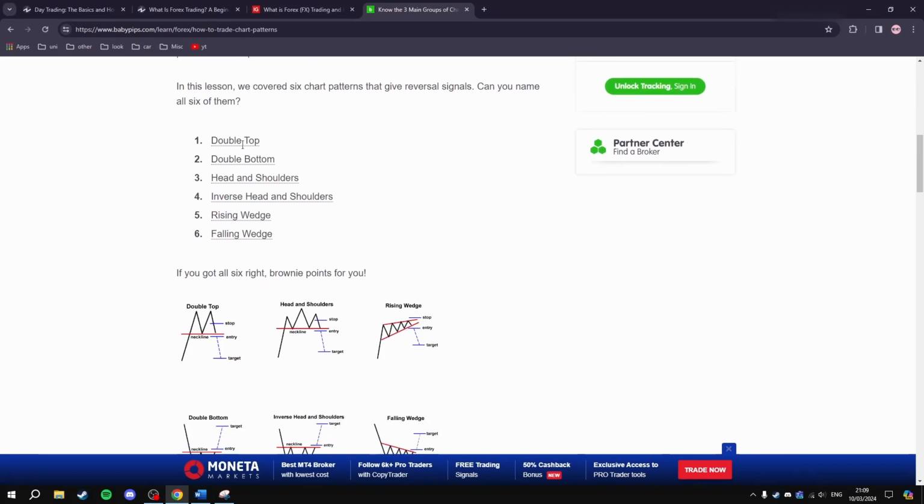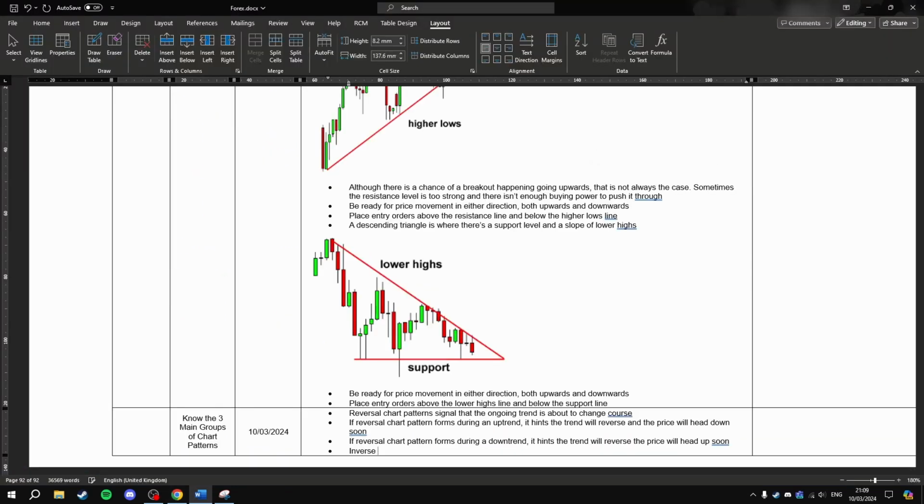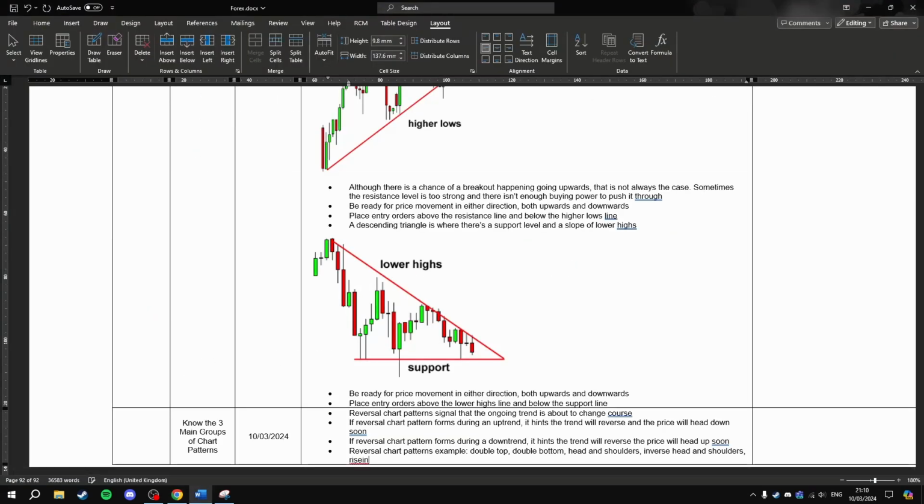In this lesson we covered 6 chart patterns that give reversal signals. Can you name all 6 of them? Double top, double bottom, head and shoulders, inverse head and shoulders, rising wedge, falling wedge. Reversal, not inversal. Reversal chart patterns example. So double top, double bottom, head and shoulders, inverse head and shoulders, rising wedge, falling wedge.